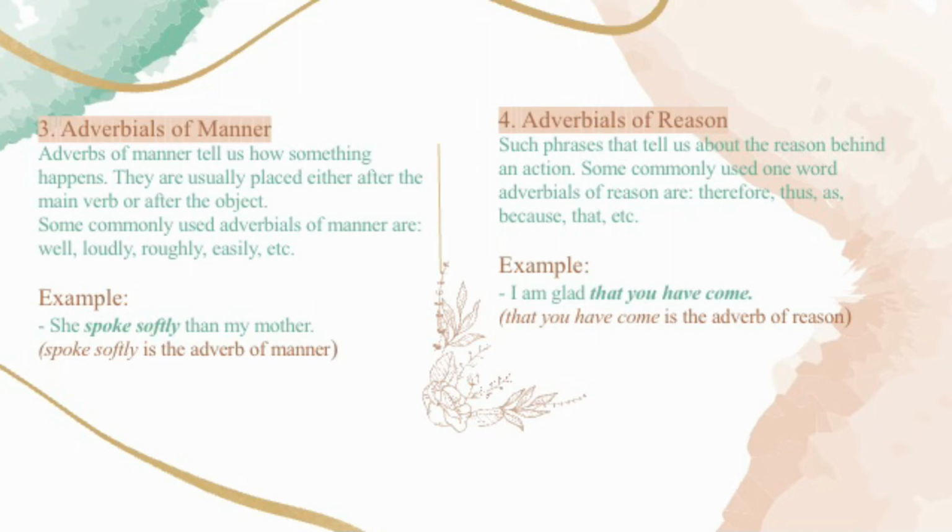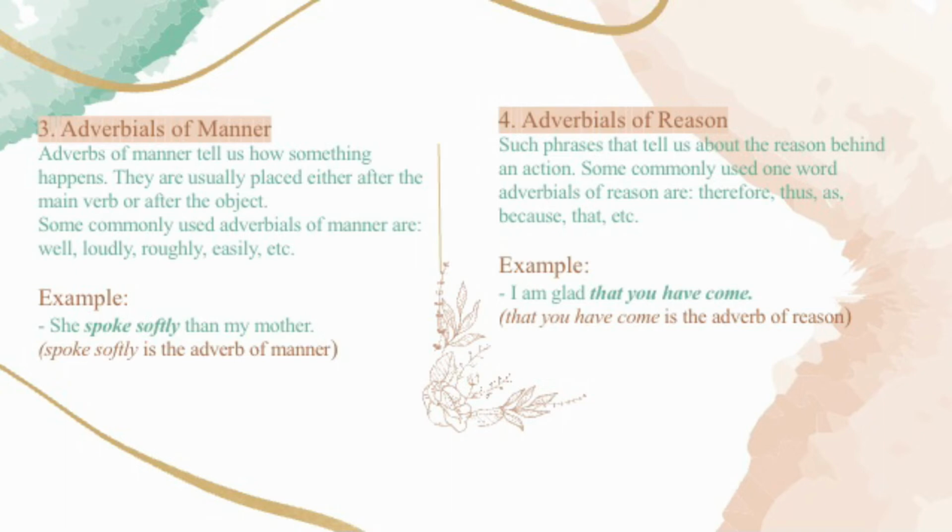Adverbials of manner tell us how something happens. They are usually placed either after the main verb or after the object. Some commonly used adverbials of manner are well, loudly, rudely, easily, etc. For example, she spoke softly than my mother. "Spoke softly" is the adverbial of manner.